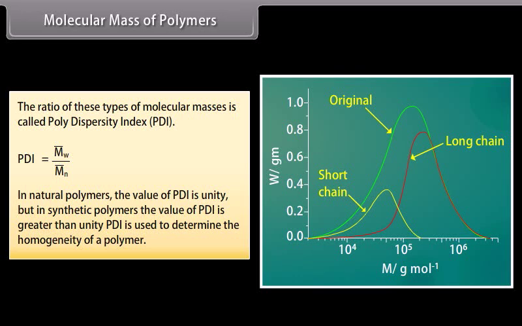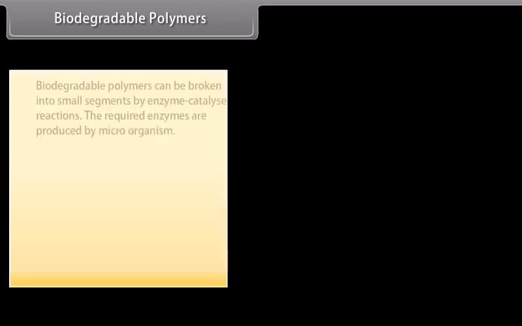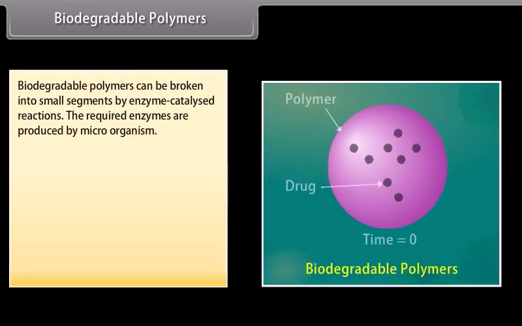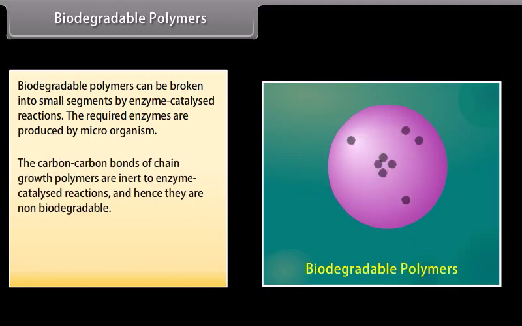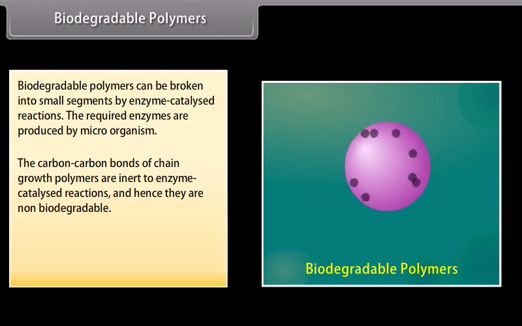Biodegradable polymers. Biodegradable polymers can be broken into small segments by enzyme-catalyzed reactions. The required enzymes are produced by microorganisms. The carbon-carbon bonds of chain growth polymers are inert to enzyme-catalyzed reactions, and hence they are non-biodegradable.